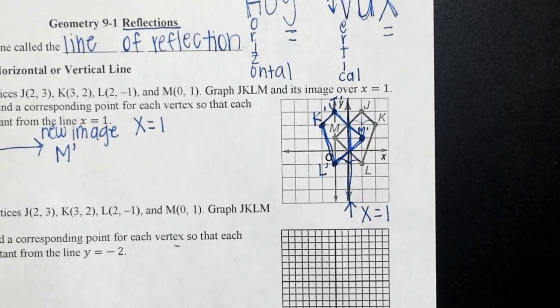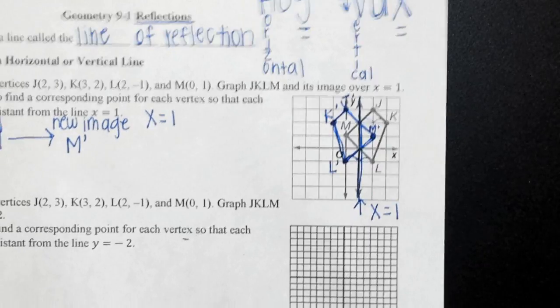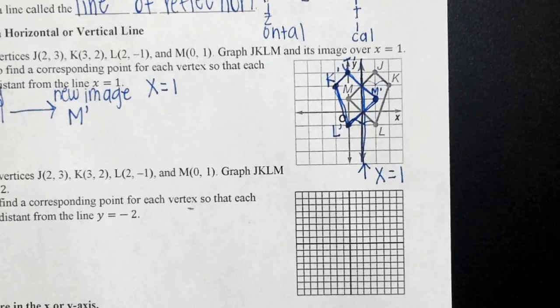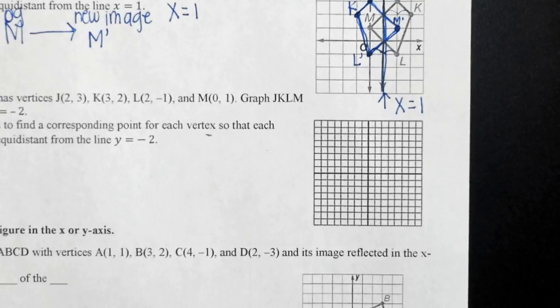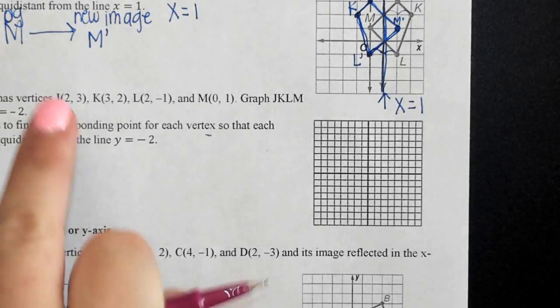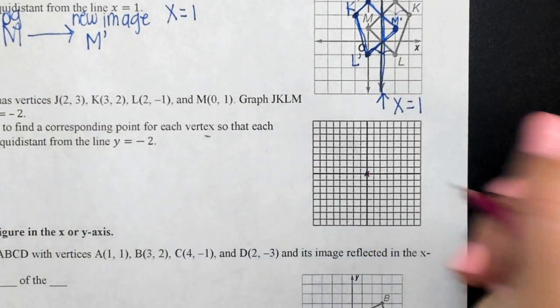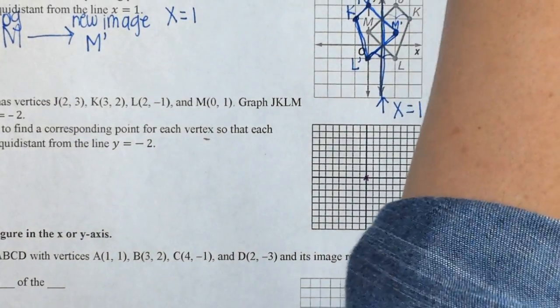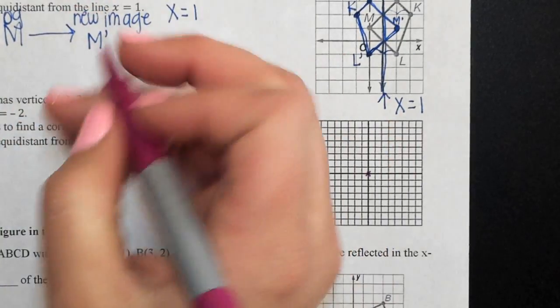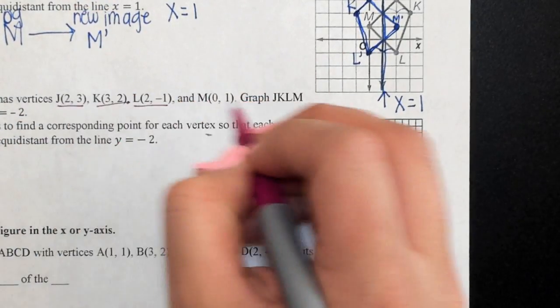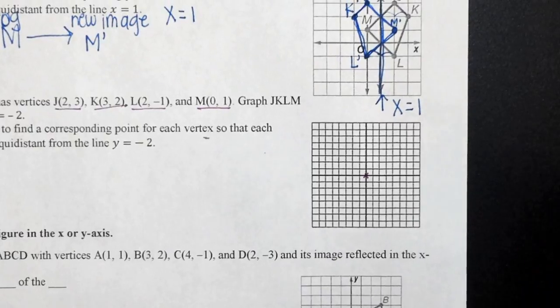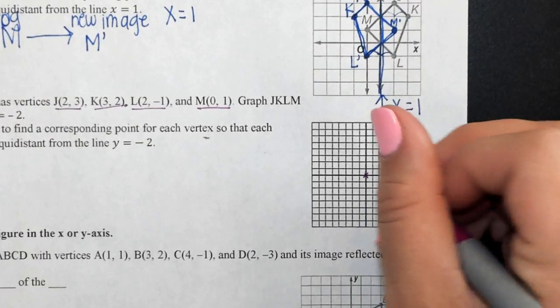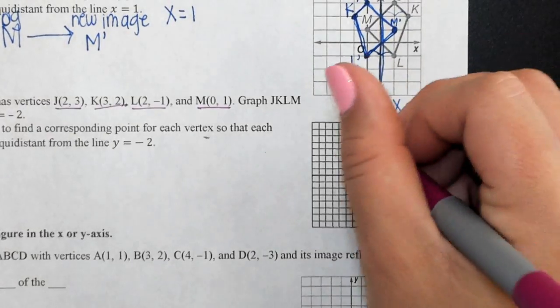Okay, that's case 1. So in example B, have they plotted your original point? No. Let's change colors and plot your original points. Here's your 0, 0 right here. So from there, go plot these original points. Go plot J, K, L, M. So you start at the middle. J is over 2, up 3.